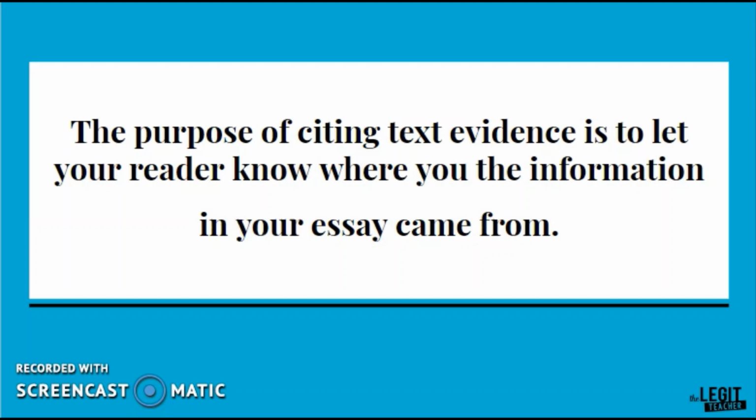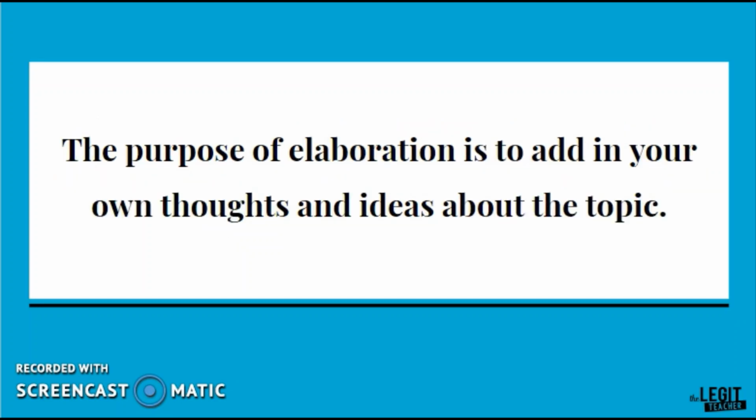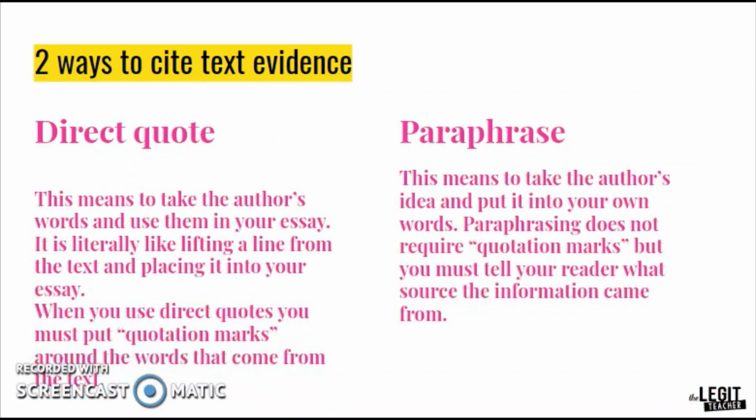The purpose of citing text evidence is to let your reader know where your information in your essay came from. The purpose of elaboration is to add in your own thoughts and ideas about the topic that you are writing about. So let's start by looking at citing text evidence. There are two main ways to cite text evidence. You can use a direct quote or you can paraphrase.